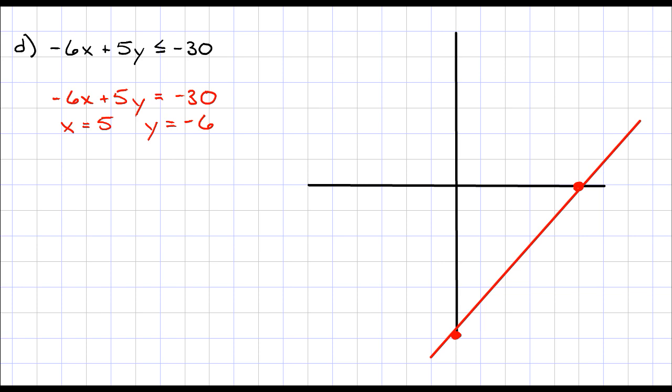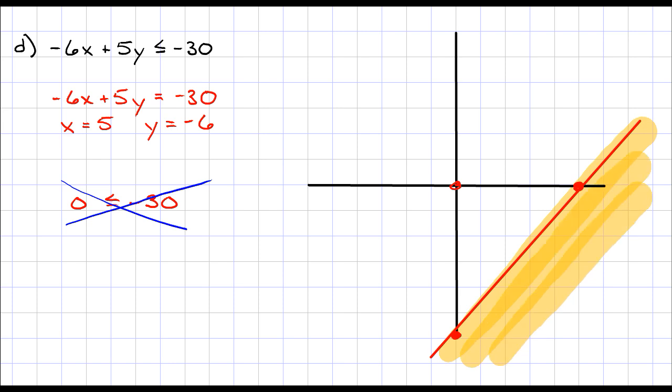And so you can probably tell at a glance that the origin does not work in this case. If I plug 0, 0 into the left-hand side, I get 0 less than or equal to minus 30. That is not a true statement. 0 is not less than or equal to minus 30. It's greater than minus 30. So I do not want the side of the line containing the origin. I want the other side. Okay, and that's it for this example and this entire section.